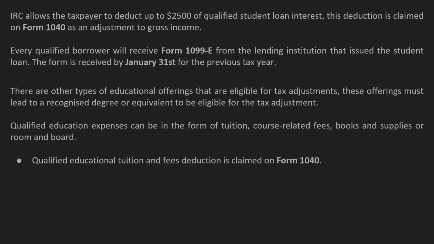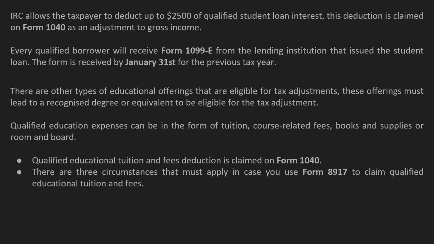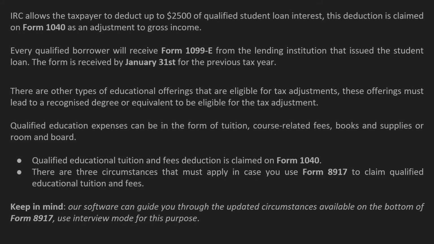If you use Form 8917, you can generally claim the tuition and fees deduction if all three of the following circumstances apply. The taxpayer does not file as married filing separate. The debtor paid qualifying higher education expenses for an eligible education institution. They were paying for an eligible student and the eligible student was a spouse or dependent for whom the taxpayer claimed deductions. On the bottom of Form 8917 is updated circumstances, and these change from time to time, so make sure to update yourself on this or let the software guide you with interview mode.